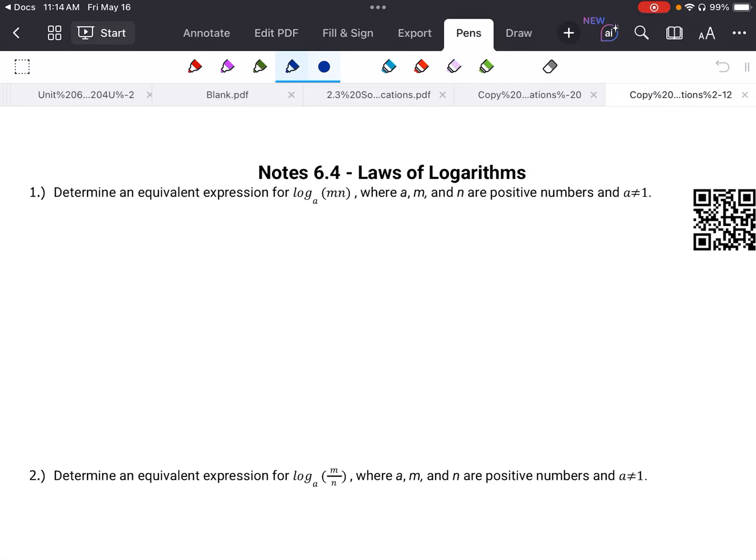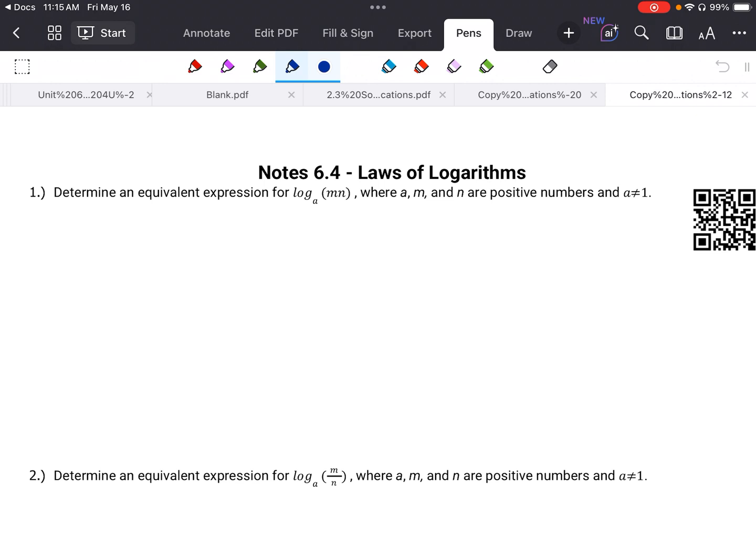Hello, today we're going to look at the laws of logarithms, and we're going to use some generic methods in order to derive the laws, and then we'll use those laws to answer some questions. So number one here, determine an equivalent expression for log base a of m times n, where a, m, and n are all positive numbers, and a cannot be 1.